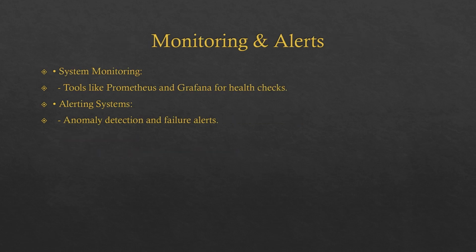A strong monitoring system is essential for ensuring that the banking system runs smoothly. System monitoring tools like Prometheus and Grafana provide real-time insights into the health of the system. Additionally, alerting systems detect anomalies or failures and notify the development and operations teams. This helps quickly resolve issues before they impact users.